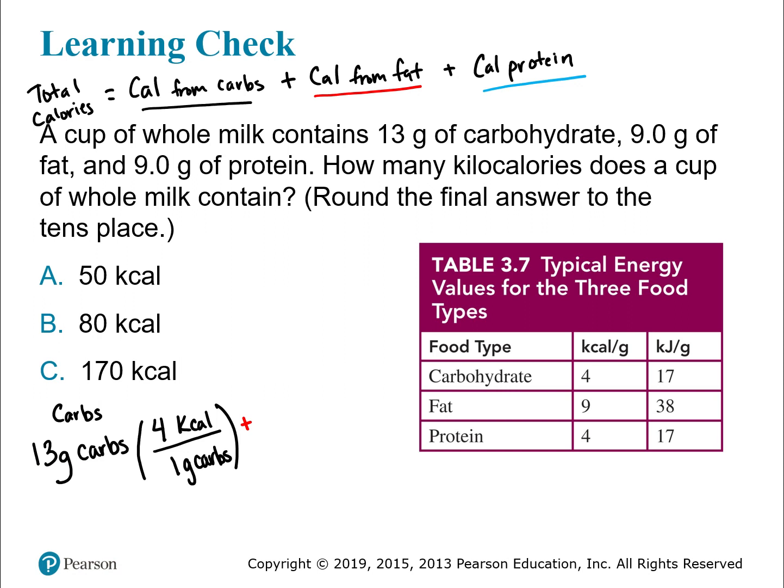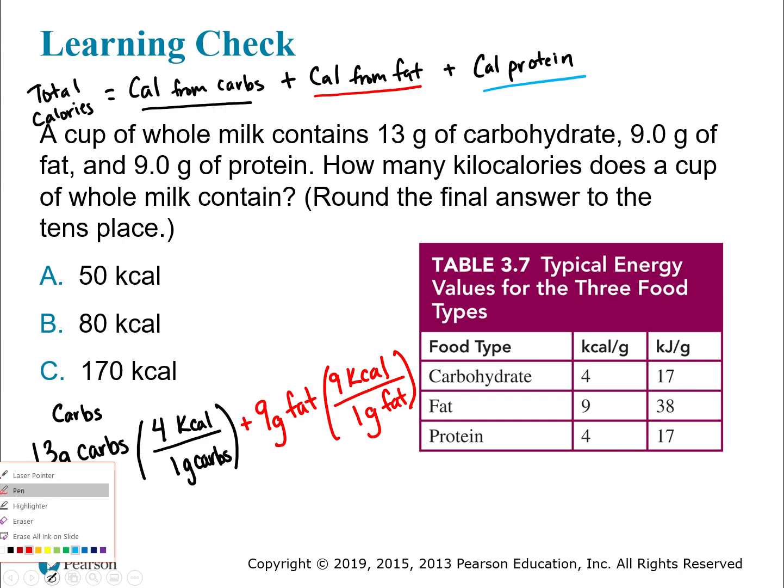The fat, we have 9 grams of fat. So we'll do the same thing, 9 grams of fat, and then we use the conversion factor, 9 kcals for every gram of fat. The last addition we have to make is for protein, and that's going to be very similar to what we did for the carbohydrates, only we have 9 grams of protein.